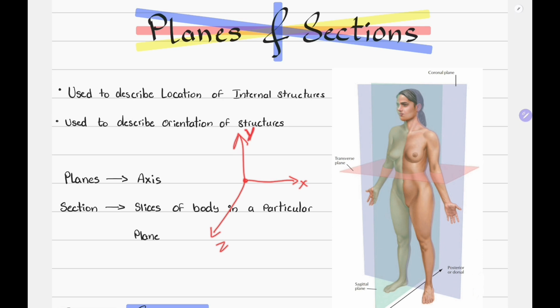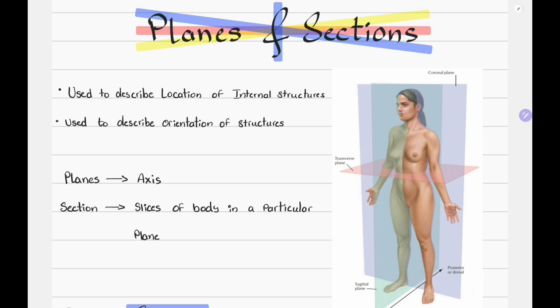And if I plot the human body along these axes, surely my y-axis and minus y-axis will correspond to the height of that person. My z-axis and minus z-axis will correspond to the anterior and posterior measurement of the person, and my x and minus x-axis will correspond to the right and left dimension of the person.